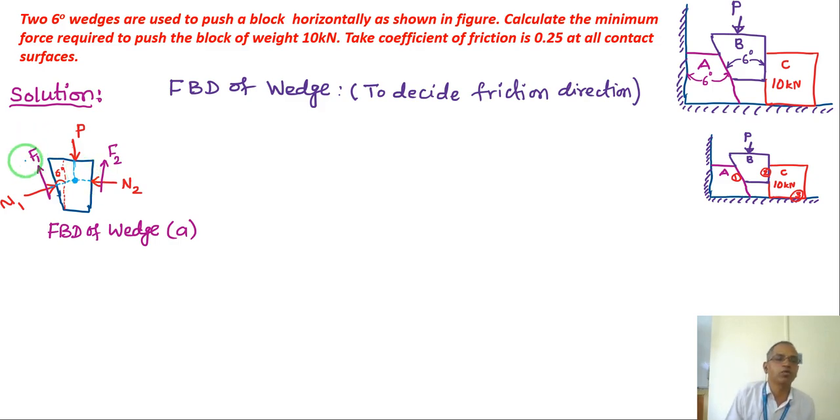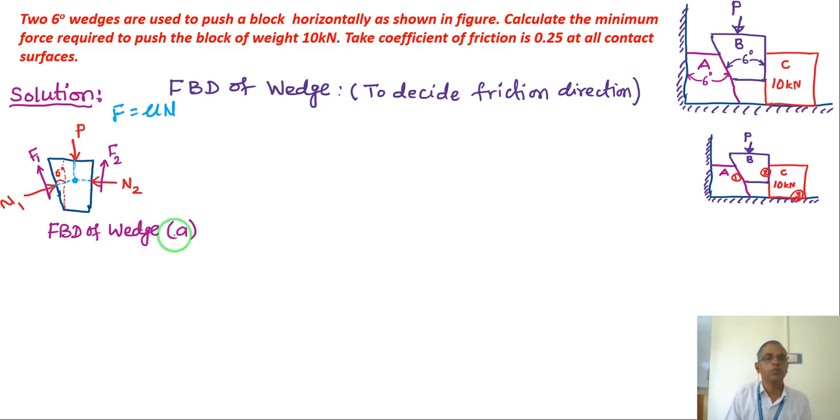Apart from this, I have 2 friction equations, right? That means the friction force F is equal to mu times N, where N is the normal force at that point. At this point, the normal is N1. At this point, the normal is N2. The mu is the coefficient of friction as per the given data, maybe 0.25 or 0.2 or 0.3 as per the requirement.